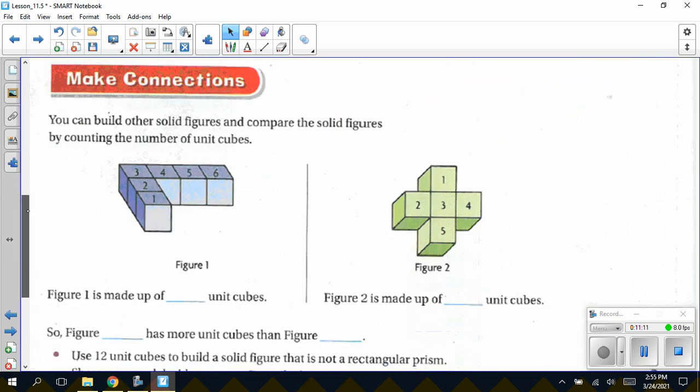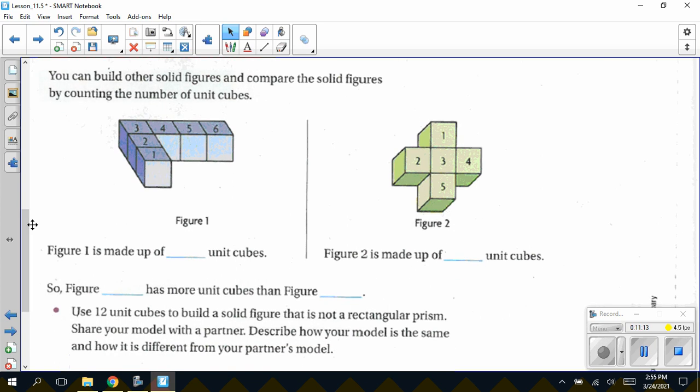Now under the Make Connections, this says you can build other solid figures and compare the solid figures by counting the number of unit cubes. So not all of our solid figures are always rectangular prisms. In order to find those basic solid figures, you can just count the number of unit cubes, and that would give you your volume. So for the picture on the left, figure 1, I see that it is created by making 6 cubes together. So figure 1 is made up of 6 unit cubes.